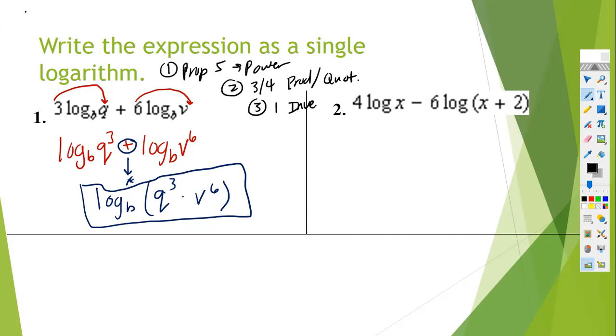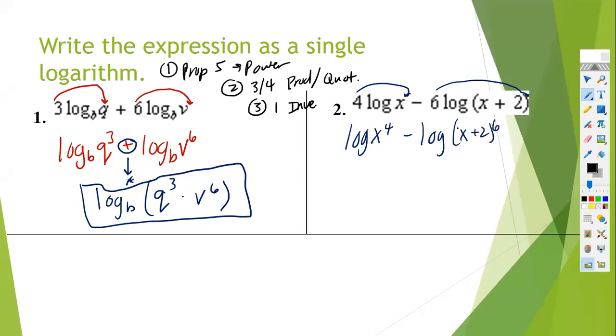Yes, so I want y'all to try before we go over 2 together. I want you to try. Okay, let's quickly go over it. So checking property 5, can I apply property 5? Yes. You get a 4 as your power and you get a 6 as your power. So that gives me log x to the 4 minus log x plus 2 to the 6th.